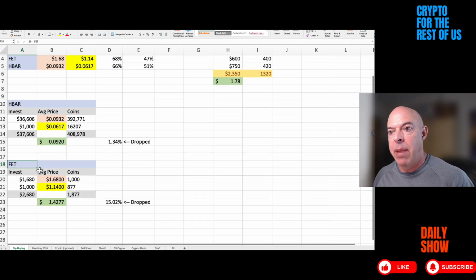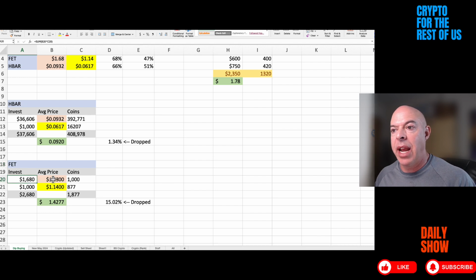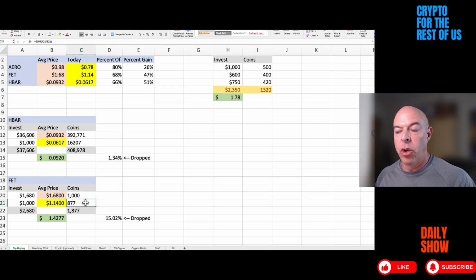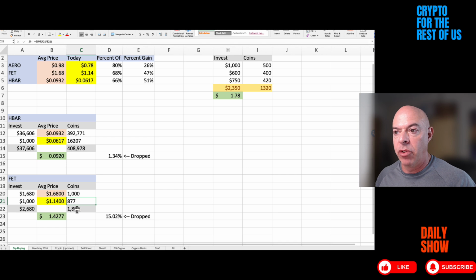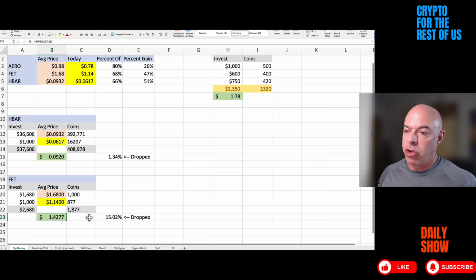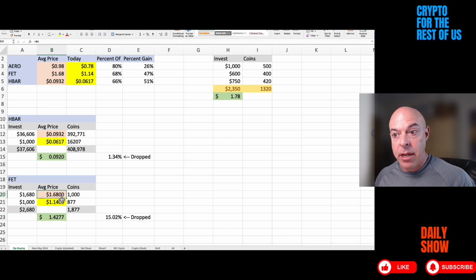Fetch. Same thing. Here's where I invested, 1,680. There's my average price. I have 1,000 coins. Okay. What if I put another $1,000 in? The current price is $1.14. It would yield 877 coins. So we sum these up, we divide the dollar amount by the number of coins, and we get $1.42. That's more interesting. My average price is $1.68.